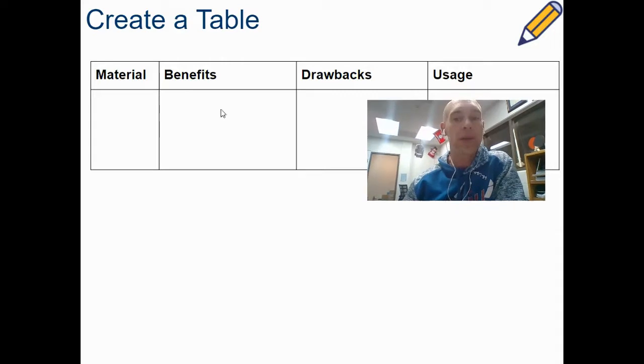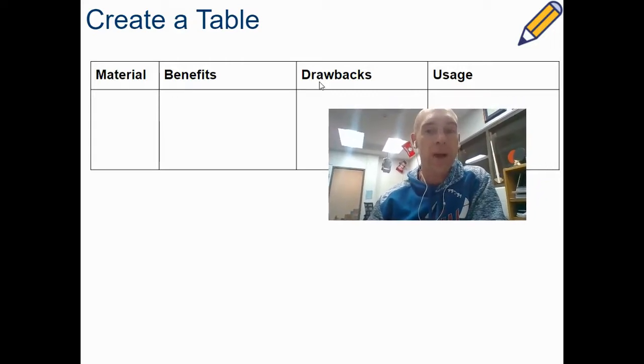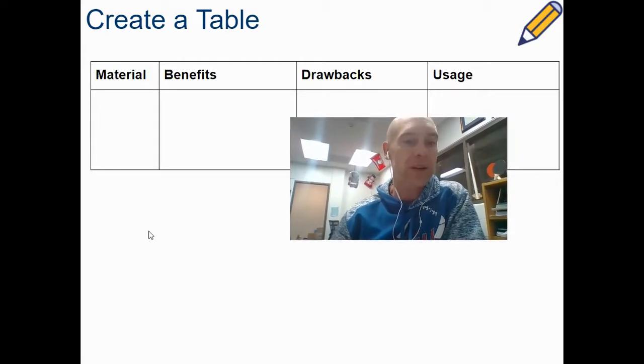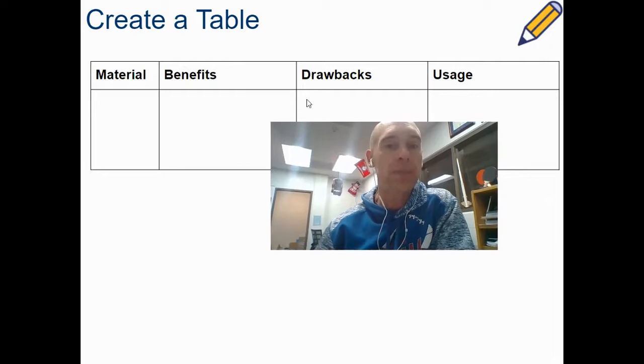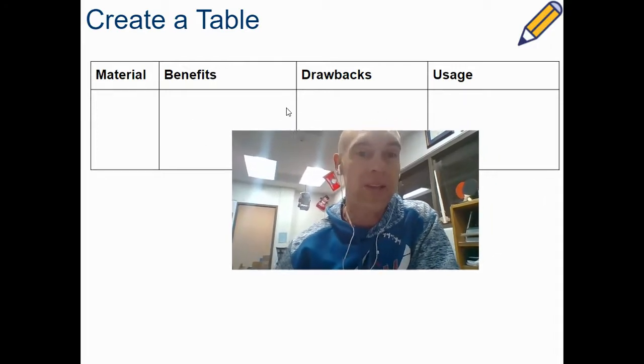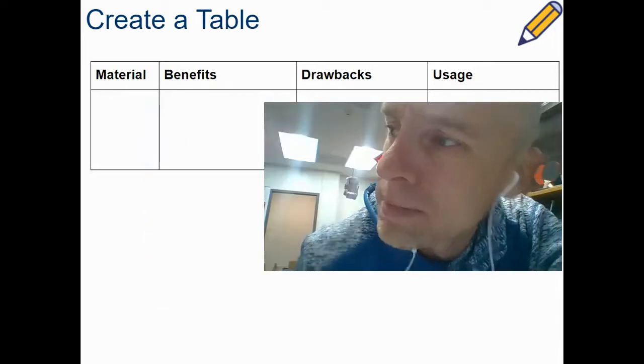I want you to create a really quick table here, starting with material on the left, then benefits, drawbacks, and then what it's used for. You're going to add a bunch of different materials, and then you're going to note some benefits, drawbacks, and the usage. This is going to really help you keep track of a lot of this data that's coming up. And it's kind of a lot. Don't worry about it. You're going to do fine.